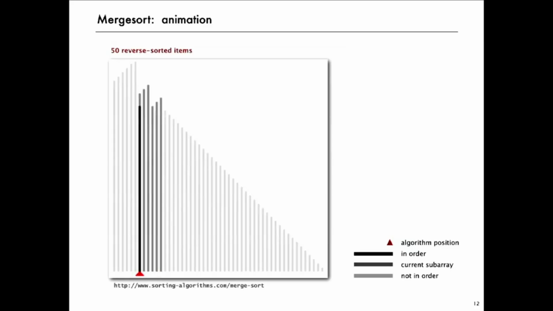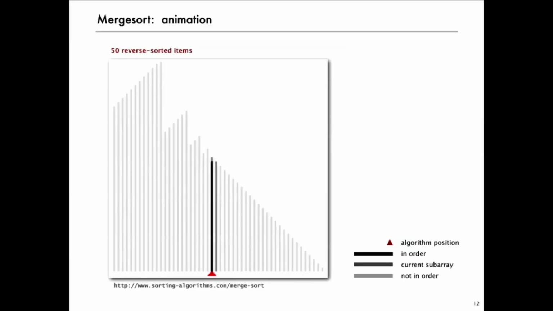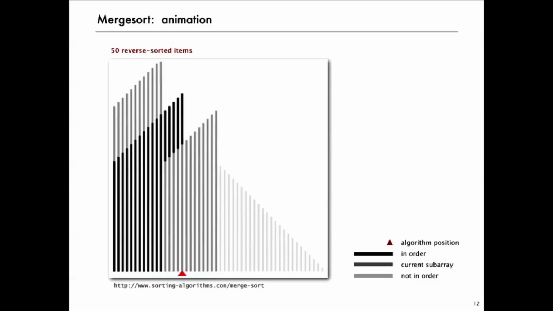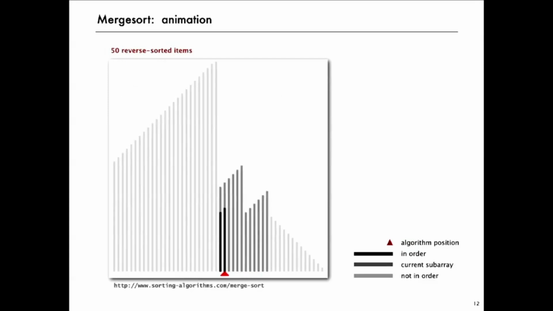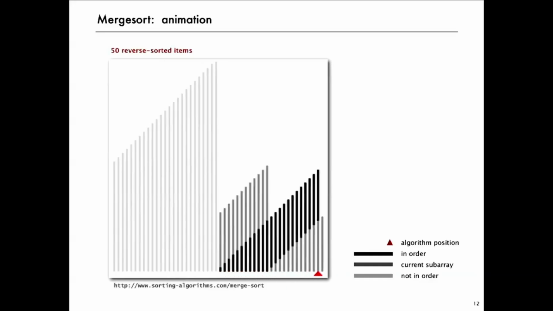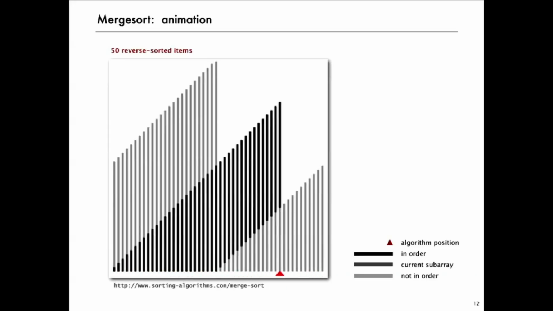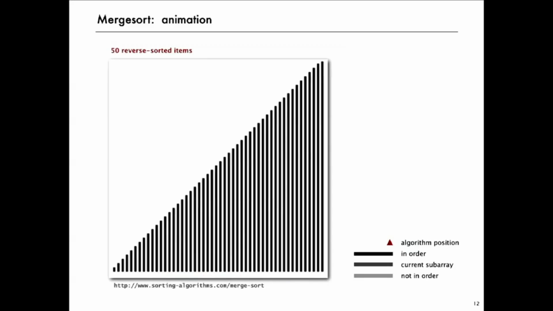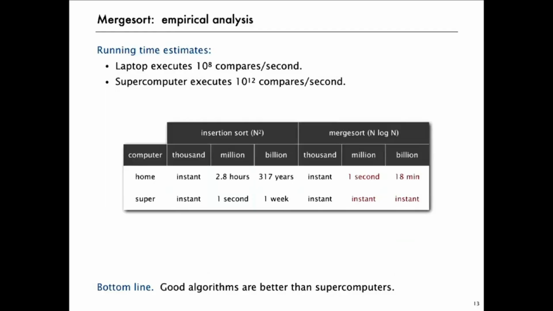Let's look at it when it's in reverse order. Again, it gets the first half done, now it's working on the second half. Once it gets the second half done, then it goes ahead and merges together the whole thing. It's just as fast on reverse ordered as in arbitrary order. So you can run merge sort on huge problems. It's a very efficient algorithm.